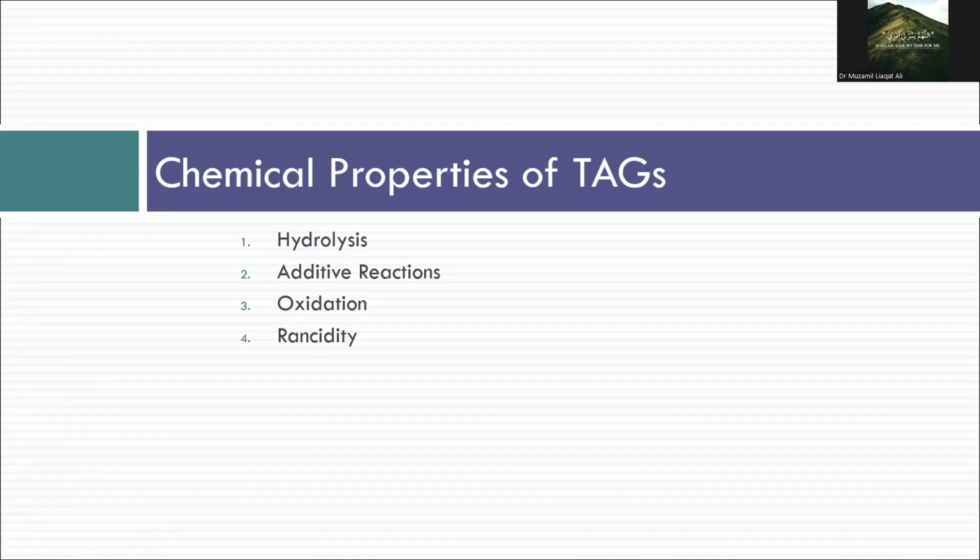Now, let's move to the chemical properties of tags. Hydrolysis splits tags into glycerol and free fatty acids. This can happen with superheated steam, acids or alkalis, and enzymes like lipases. These are biological catalysts for the fat digestion. The chemical properties we'll discuss in this lecture will be the hydrolysis, additive reactions, oxidation, and rancidity.